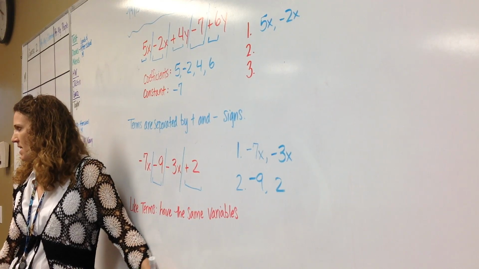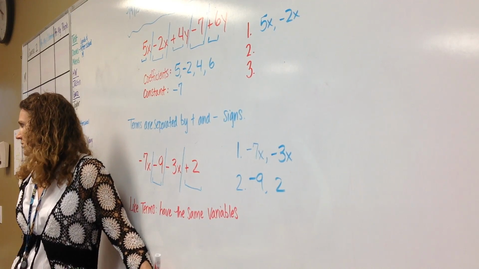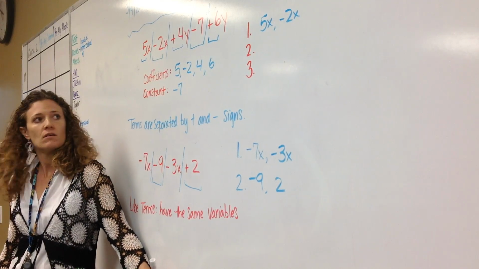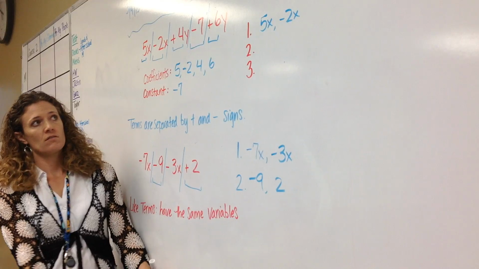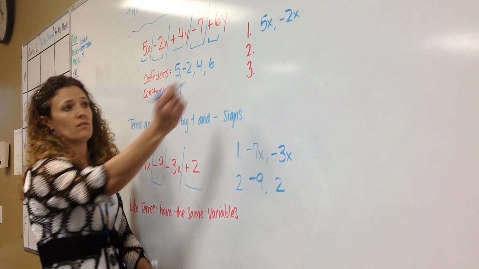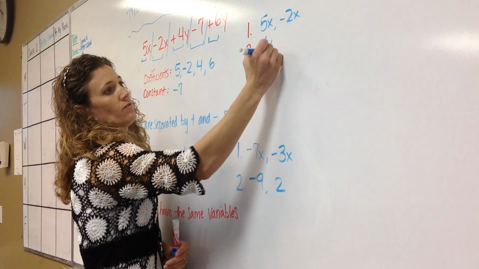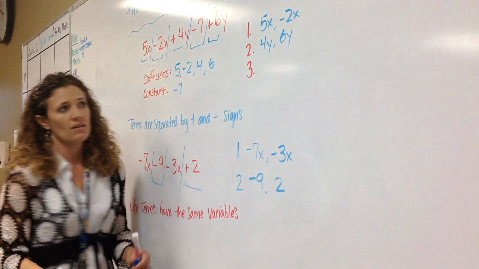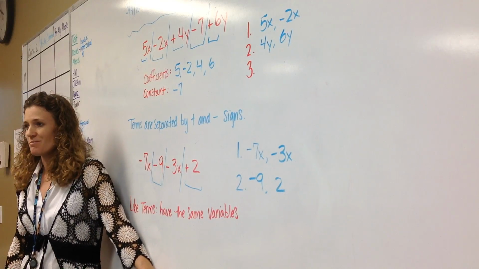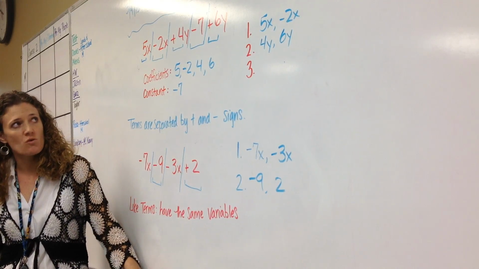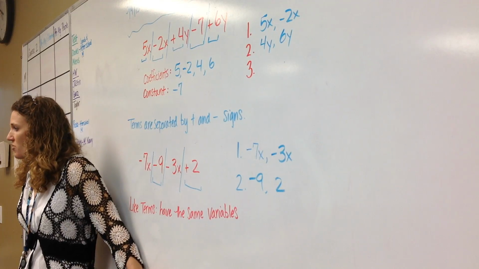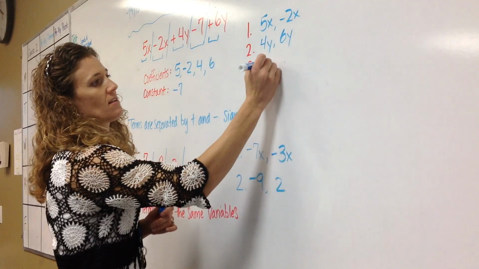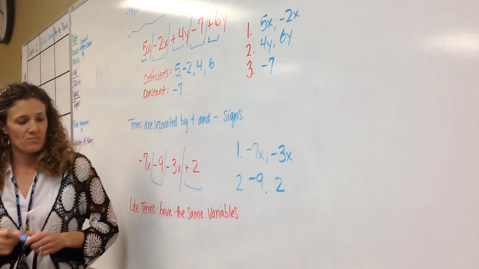Those things that are the same, they have the exact same variables. Or no variables at all. Plus 4 and 6. Okay, so 4y and 6y. Good. I don't need to put the plus sign because it's implied. If there's not a sign in front of it, you know it's positive. Okay, and what's the third set, Christian? Okay, good. Negative 7. All right, good job.